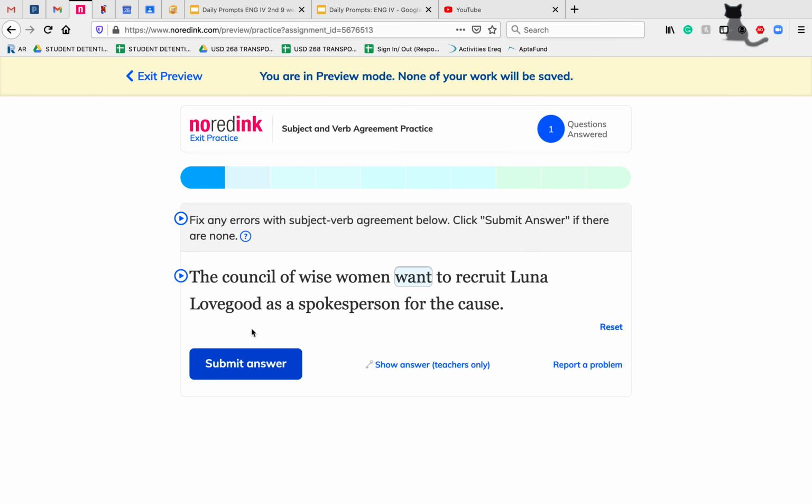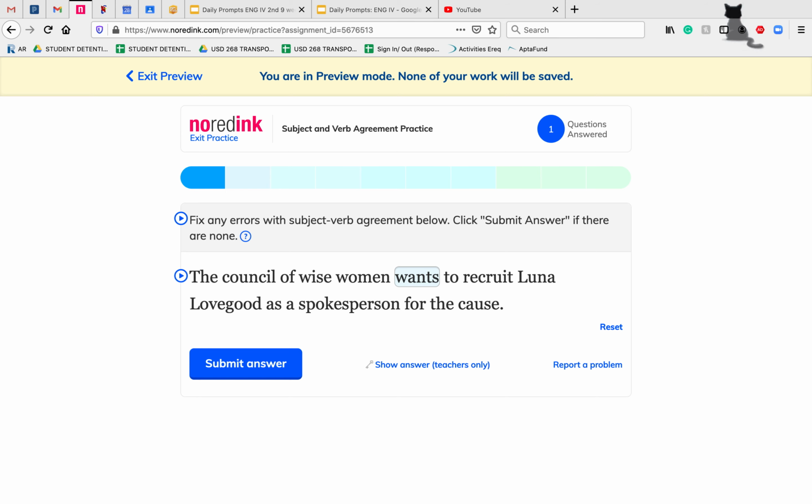The council, so that's our collective noun. The Council of Wise Women want to recruit Luna Lovegood as a spokesperson for the cause. So the council is singular, so we want the council wants, which is singular.